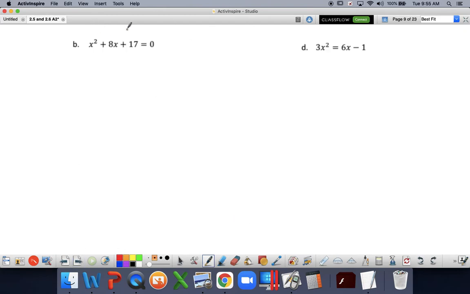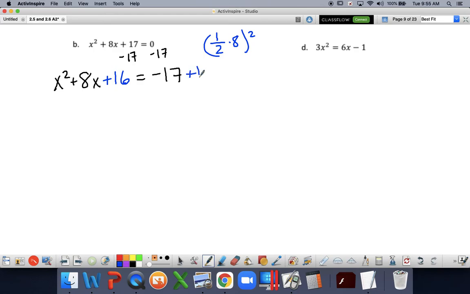Let's try our next one. Oh, this is already kind of nicely set up with a 1x squared. I just have to move that 17 over. So I get x squared plus 8x equals negative 17. I take half of my b value and square it. So half of 8 is 4. 4 squared is 16. I add 16 to both sides.